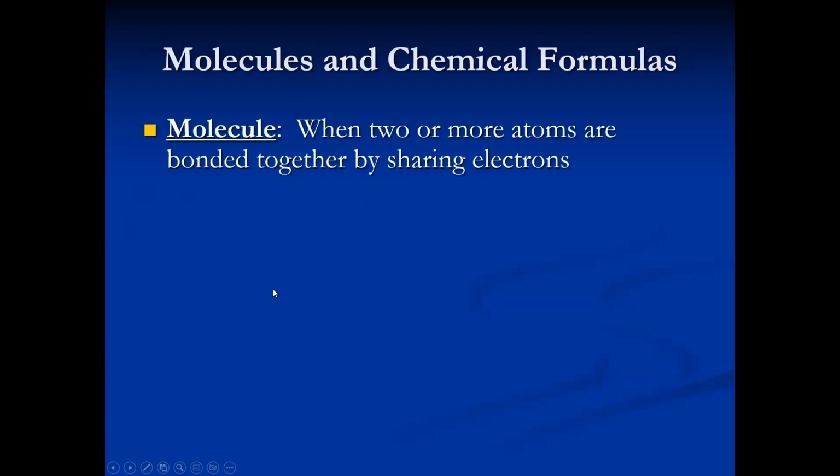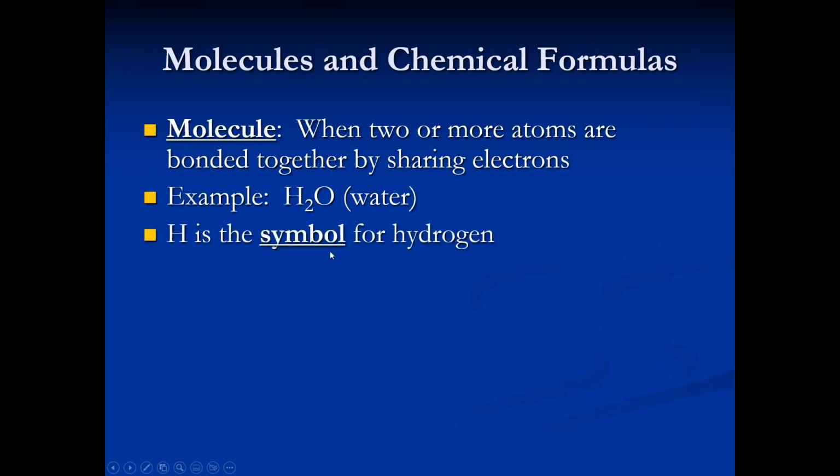Okay, molecules and chemical formulas. What is a molecule? Well, when 2 or more atoms are bonded together by sharing electrons or by having opposite charges, it's called a molecule. A good example of that is water, H2O. H is the symbol for hydrogen. In the same way that we use an S with 2 lines in it to be the symbol for dollars, we use H as the symbol for hydrogen.